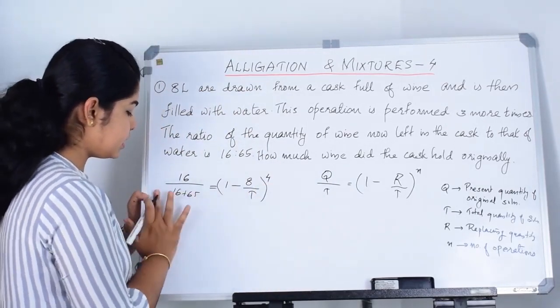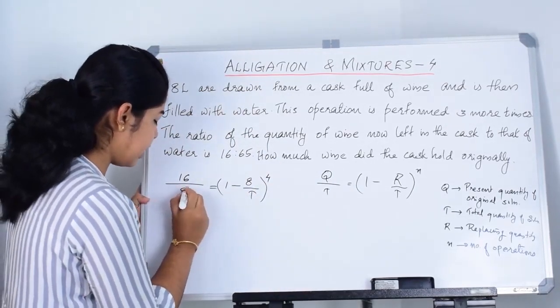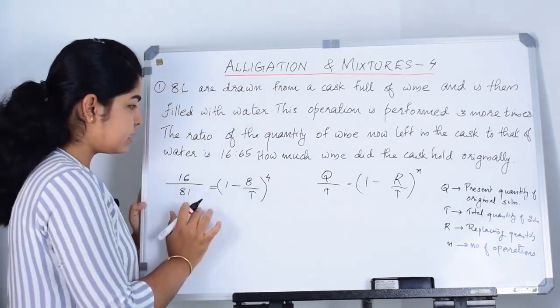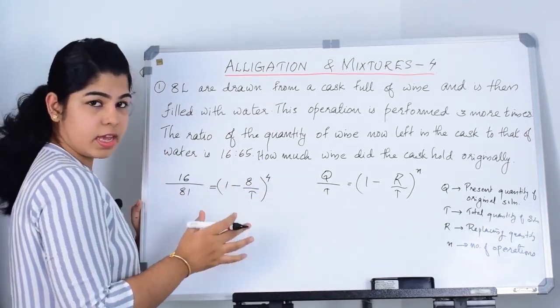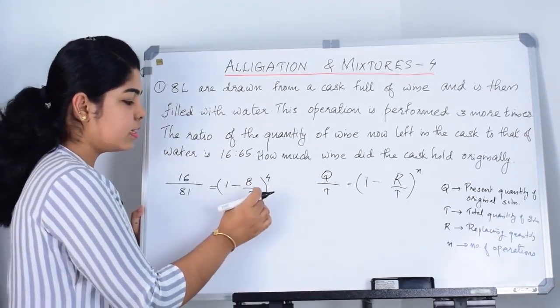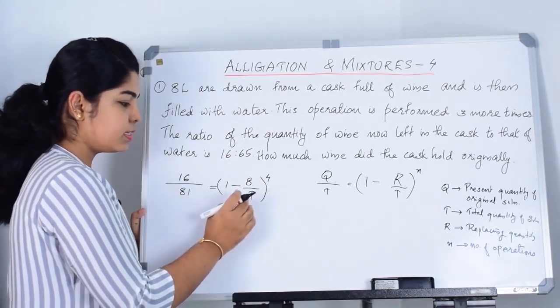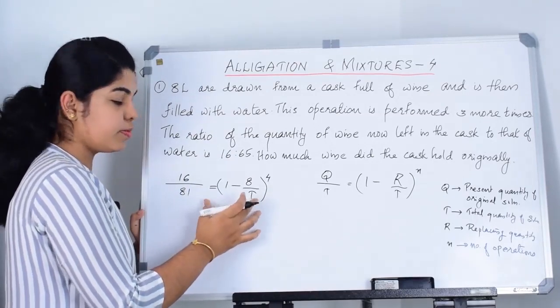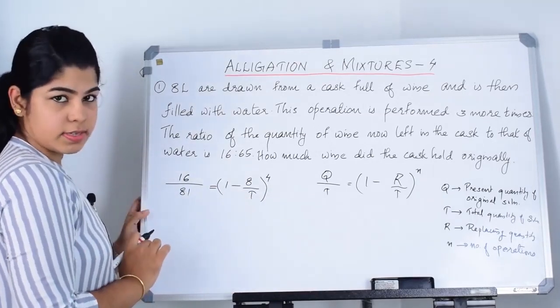See, here 16 plus 65 is 81. Why can't we take T as 81? Since this is given in ratio form, we can't take T equal to 81. We need to find the actual value of T from this equation. So now let us solve this equation.